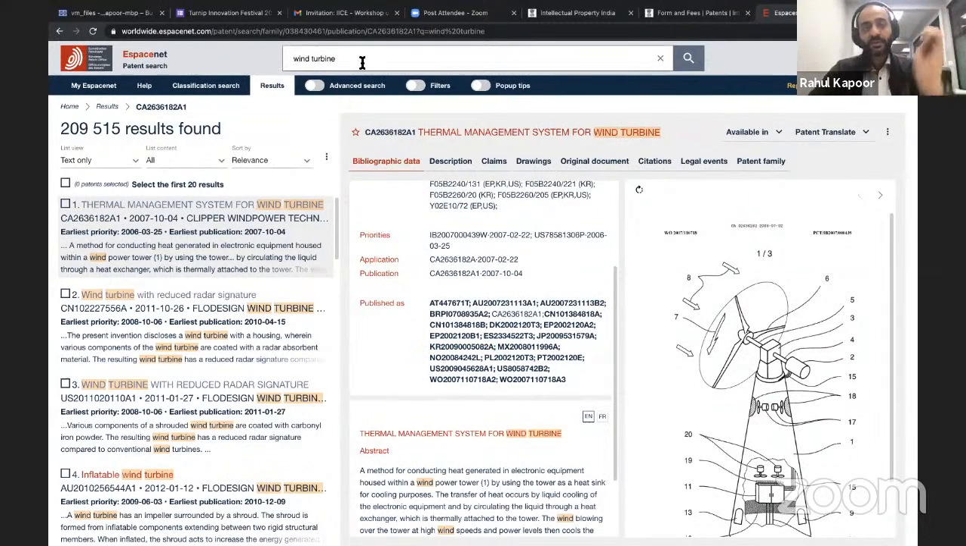But now here's where this quick and dirty search becomes very powerful. Suppose wind turbine is a very broad field. As an inventor, of course, you want to know more, right? You are probably doing something very specific, not something so broad. So now you see 200,000 results. Now suppose you are an inventor working with generators.